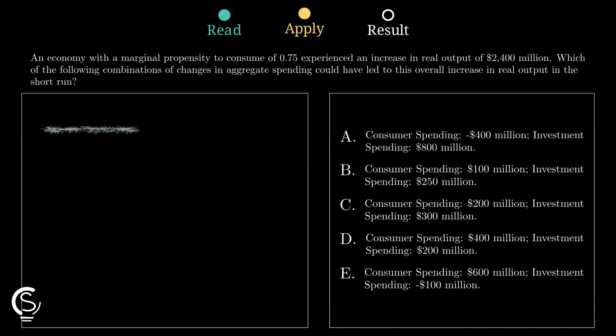Next, determine the required initial spending change. Divide the total output increase of 2,400 million by our multiplier of 4. This means we need a total initial boost of 600.